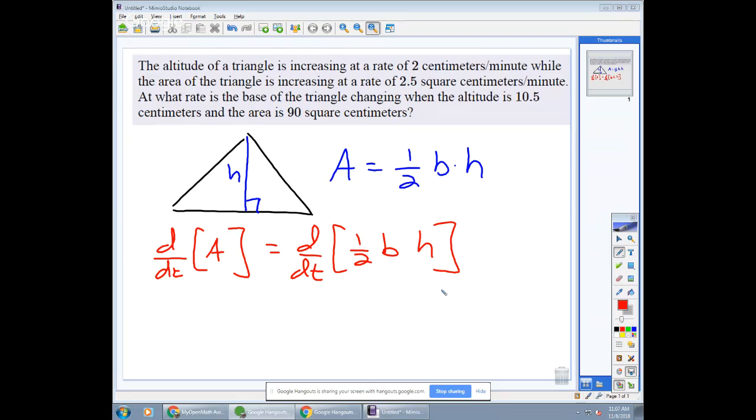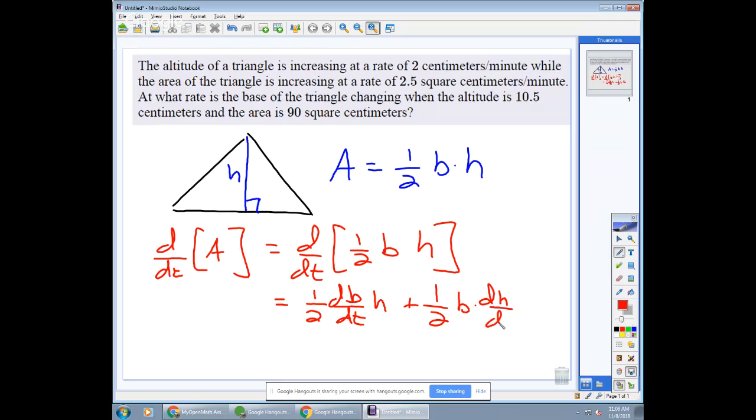So the 1/2 is just a constant, so it's just going to hang around. So the derivative of B with respect to time is just dB/dt. So I get 1/2 dB/dt times H, that hangs around, plus 1/2 B dH/dt. And then dA/dt on the other side. And then it's just a matter of plugging in all the known information.